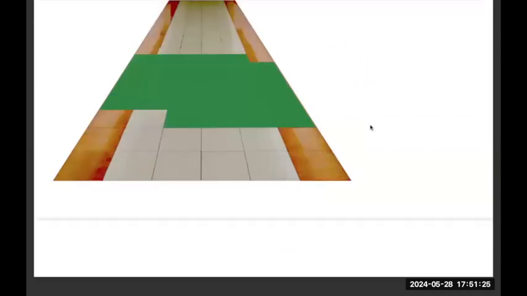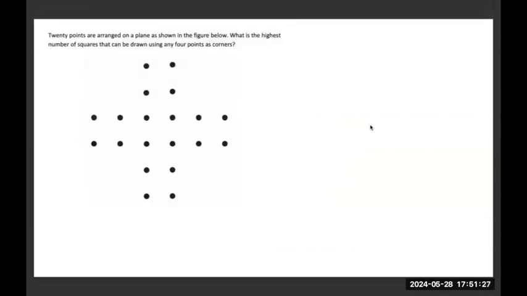We'll move to the next one. What you're provided here is 20 points. They are arranged like this in a plane. What is the highest number of squares that can be drawn using any of the 4 points as corners? We have to find the maximum number of squares that can be drawn.